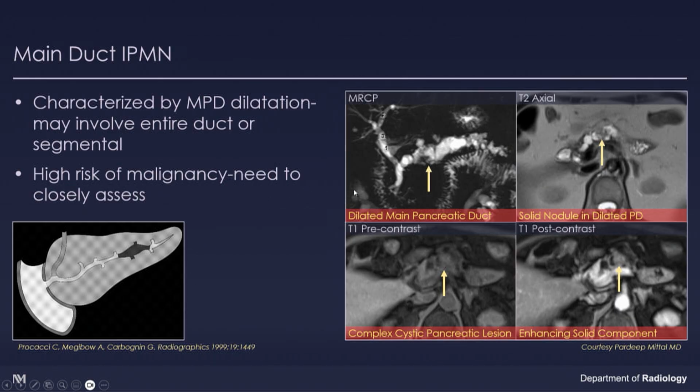In contrast, the main duct IPMNs, I want to spend more time focusing on that. I want to see if the main duct is dilated because those are the ones that have a higher risk of malignancy, and we need to closely assess those. So here's an example of a dilated main pancreatic duct. Somebody might think it's chronic pancreatitis. When you look closely, however, you see that there's a mural nodule, and sometimes these can be really hard to see whether you're doing MR, CT, or ultrasound. But in this case, you could see that there was an enhancing nodule, and this was a tumor arising in a main duct IPMN.